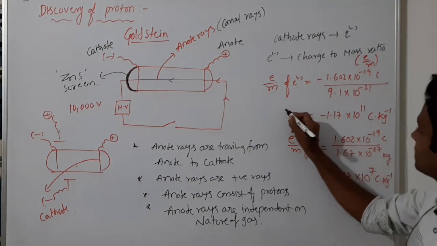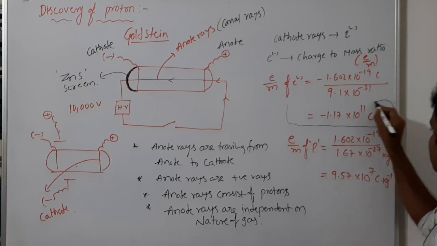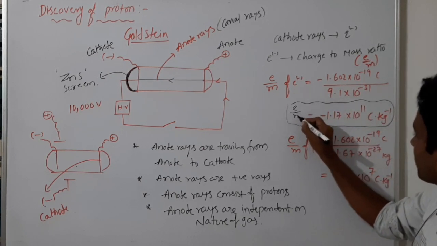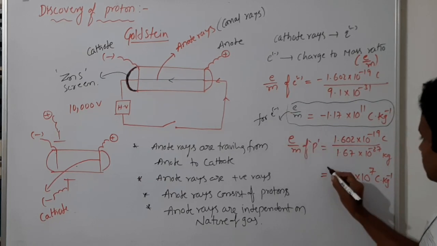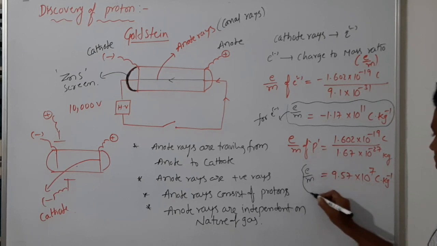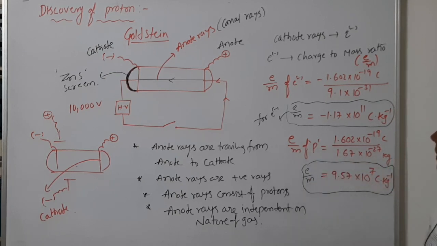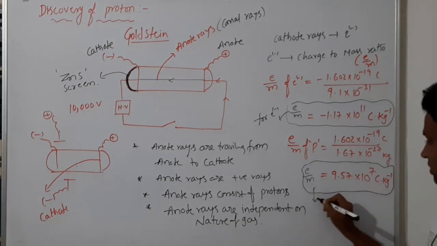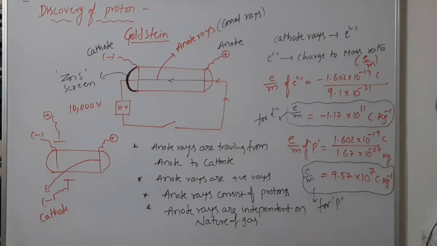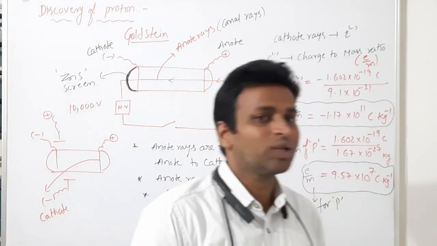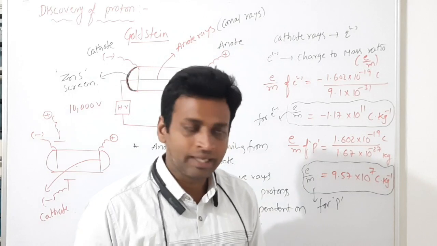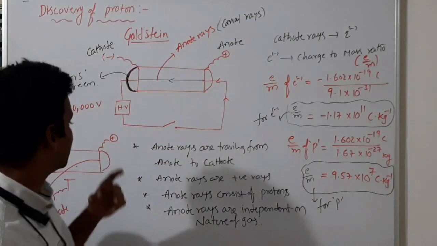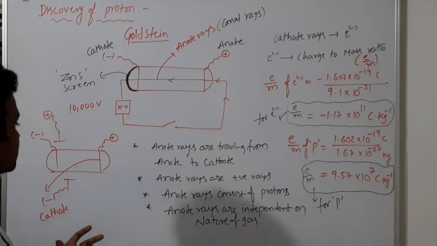Write down what I gave. This is E by m of the electron. And this is E by m of the proton. You can do the same for the neutron, but there is no E by m value, because there is no charge on the neutron. So these are very important, so please take a note of all these things, everyone.